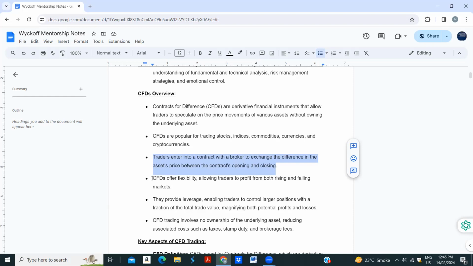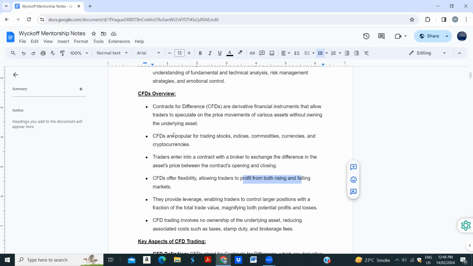Now, CFDs offer flexibility, allowing traders to profit from both rising and falling markets. In a stock market, where you are only buying stocks, when the stock goes down you sustain losses. In CFDs, it's very different. You can buy when the price is increasing, and when the price of an asset is falling, you can sell that asset. Now, let me give an example here.